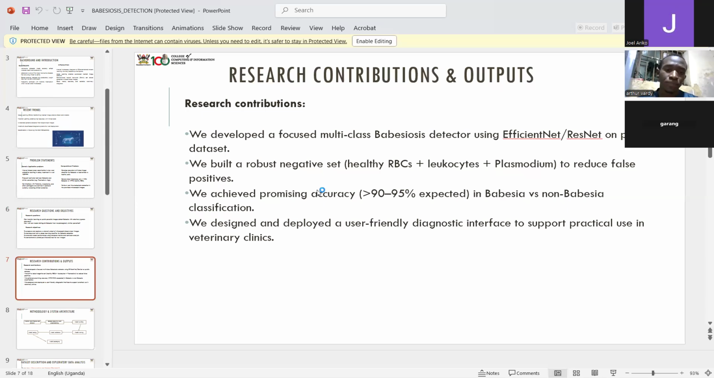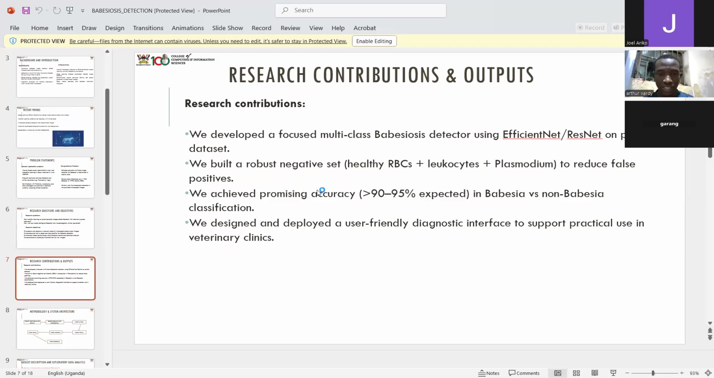We developed a focused multi-class babesia detector using EfficientNet and ResNet on the public dataset that we got. Then we built a robust negative set. This includes the healthy red blood cells, the leukocytes, and then the plasmodium. This will help us to reduce the false positives. We achieved a promising accuracy, whereby the percentage was greater than 90 as expected, in the babesia against non-babesia classification, for example, babesia against plasmodium classification.